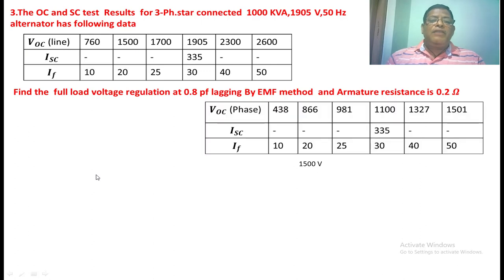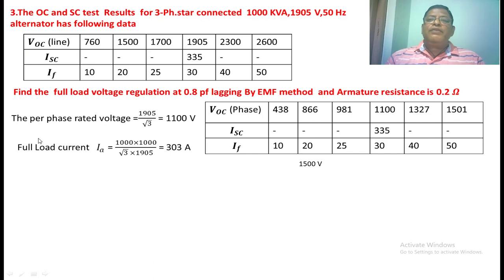So we are framing one more table where we consider only the phase voltages. There is no change in the short circuit current and there is no change in the field current. This is for the open circuit voltage per phase. How did we get this voltage? This reading divided by root 3. Next we are finding the per phase rated voltage, 1905 divided by root 3, and we are getting 1100 volts.